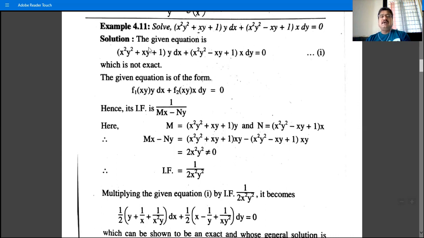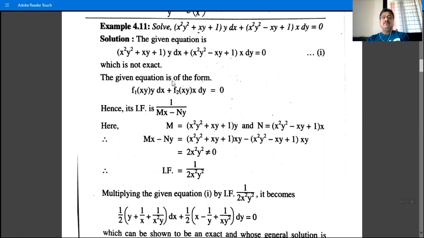If we check whether ∂M/∂y is equal to ∂N/∂x, what is M? M is multiplied by this y, so xy cube plus xy square plus y, and this N is x cube y square minus x square y plus x. If you find ∂M/∂y and ∂N/∂x, then these two are not equal. So we check first that ∂M/∂y is not equal to ∂N/∂x. It means the given differential equation is not exact, and we have to reduce this equation to an exact differential equation.